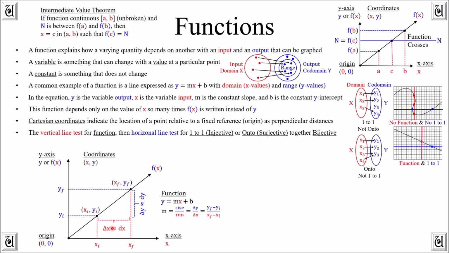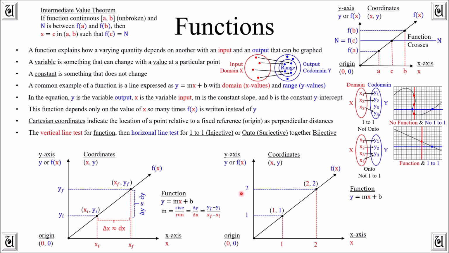Now we can look at the change in the x and the change in the y. We pretty much say: how much is this line running and how much is it rising? When we take the rise divided by the run, the change in the y divided by the change in the x, the final y coordinate minus the initial y coordinate over the final x coordinate minus the initial x coordinate, we get the slope.